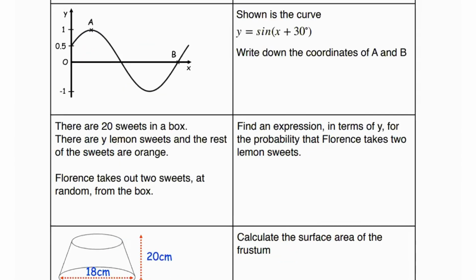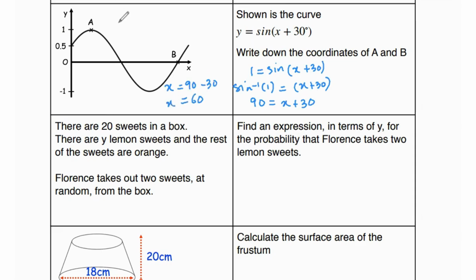Next question says that we have this sine graph, which has the equation y equals sine of (x plus 30). Write down the coordinates of A and B. So for the coordinates of A, I'm going to put y equals 1. So that's going to be 1 equals sine of (x plus 30). Then we do sine inverse of 1 equals x plus 30. Sine inverse of 1 is 90. So then we do x equals 90 minus 30, which is 60. So A is (60, 1).